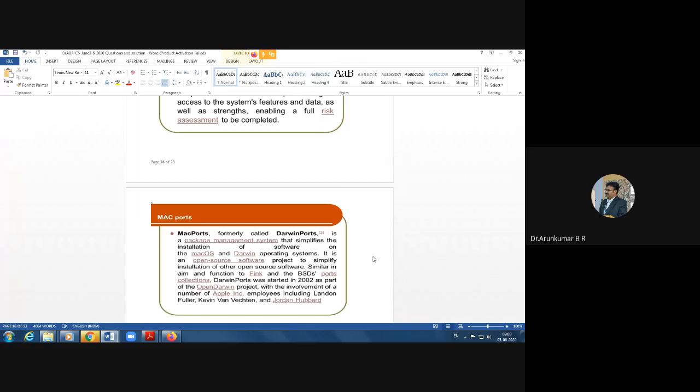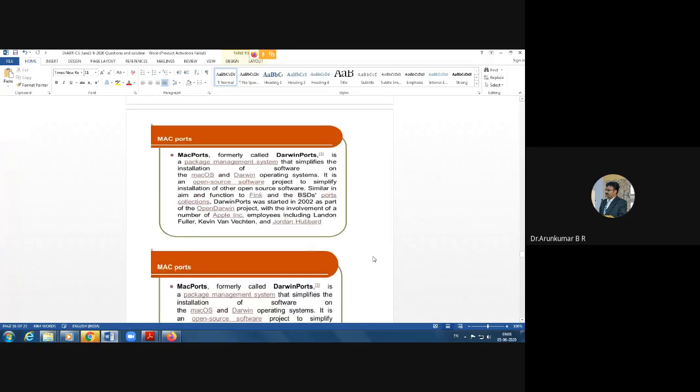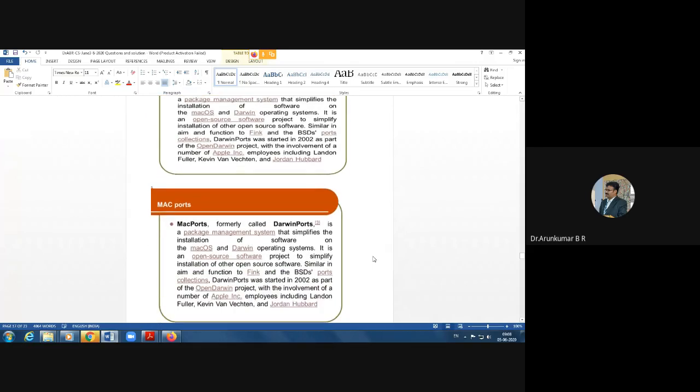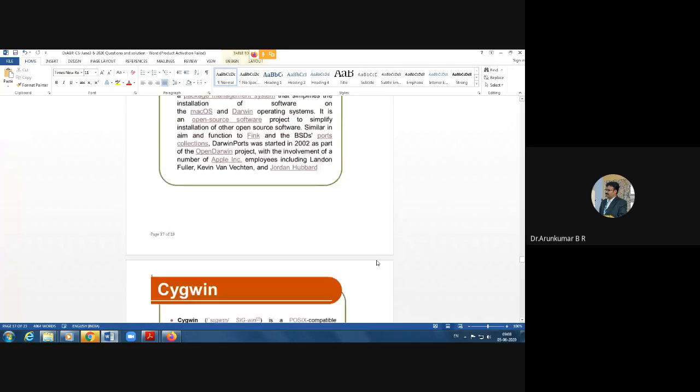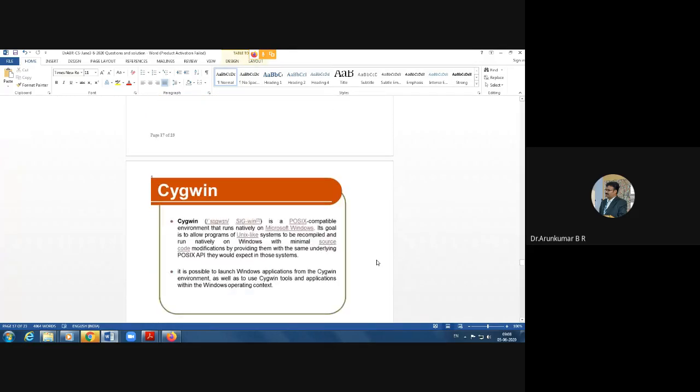DarwinPorts was started in 2002 as part of the OpenDarwin project, with the involvement of a number of Apple Inc. employees, including Landon Fuller, Kevin, and Jordan Hubbard. MacPorts are also called DarwinPorts, and all these things we have seen.